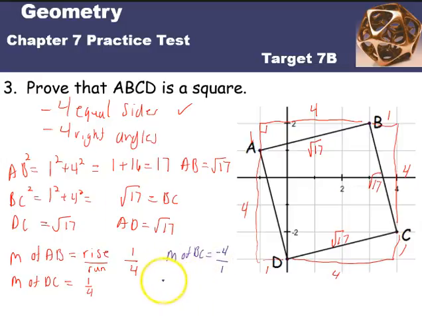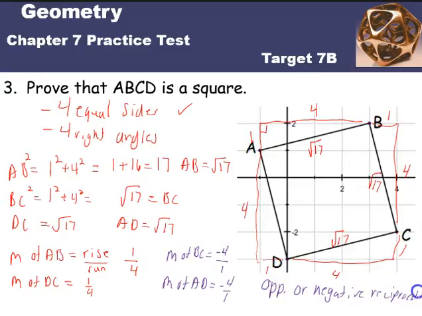And then the same thing for the slope of AD. From left to right, I go over 1, but I go down 4. So this is negative 4 over 1. Now, are negative 4 over 1 and 1 over 4 opposite or negative reciprocals? And they are, right? If I flip 1/4 over, I get positive 4, but then I'm going to change the sign and I get negative 4. So it turns out that this also has 4 right angles.